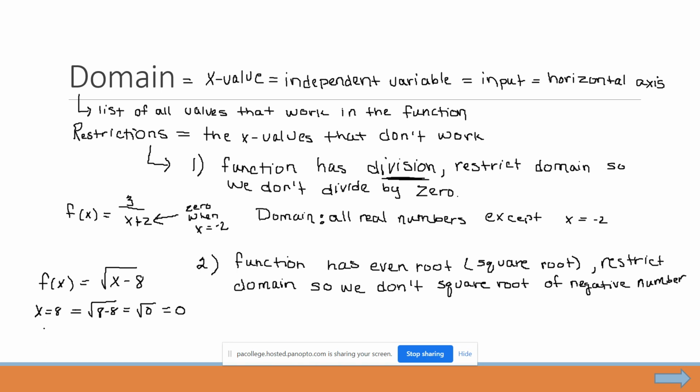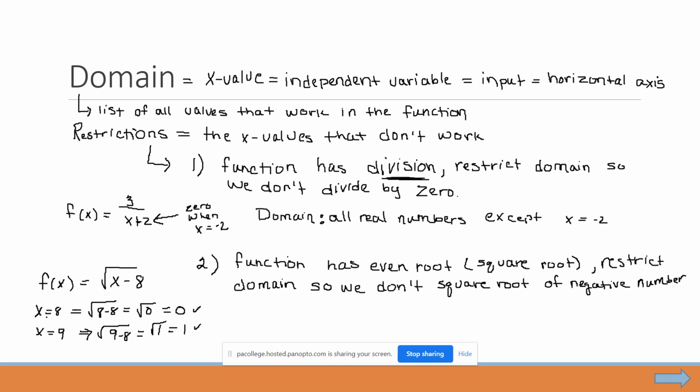So let's look at numbers bigger. What if x equaled 9? I'd plug that in where the x is, so 9 minus 8 would be square root of 1, which is 1. So these two both work out great. They're definitely in the domain, because the domain is the values that work in the function.